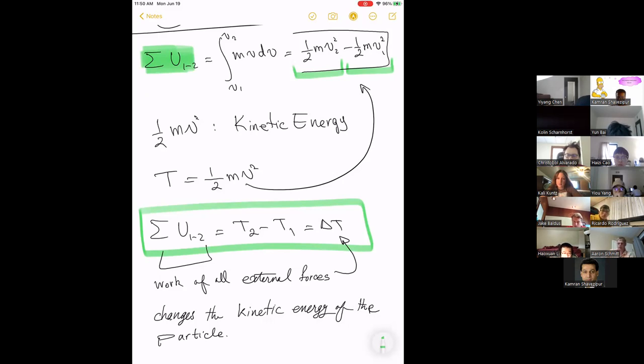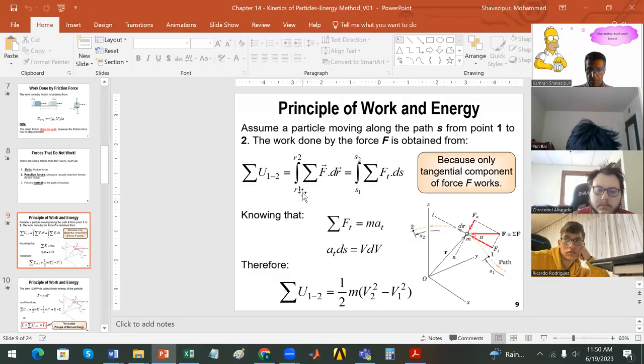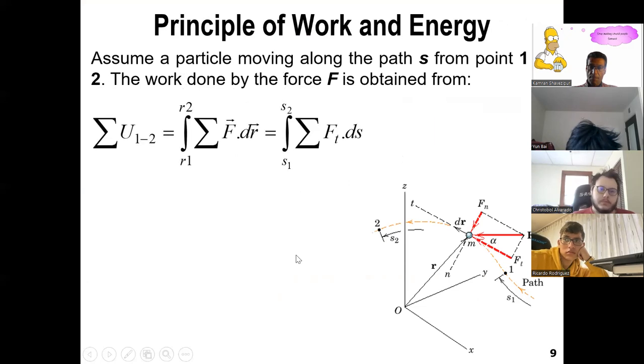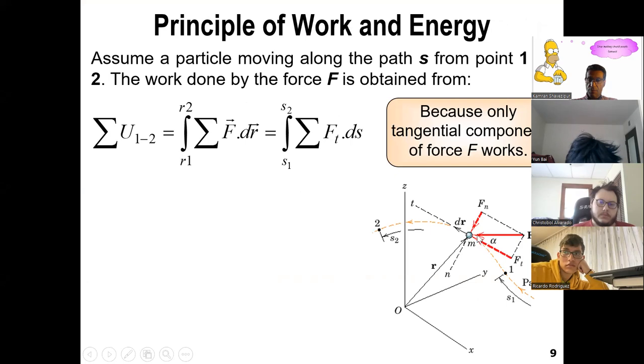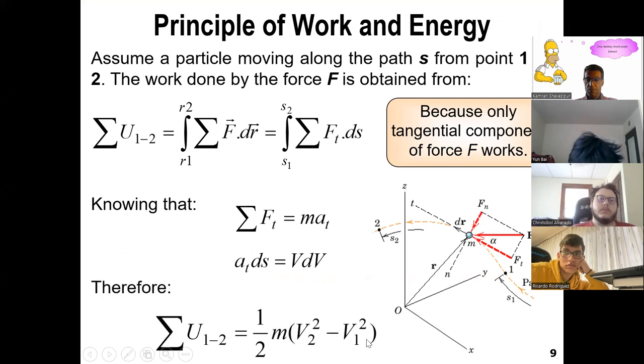Okay, now let's go back to the slides. We're going to see the same thing. As I said, only the tangential component does the work. You write this, you get that, you replace it with this. Write the equation, and this is what you're going to get.